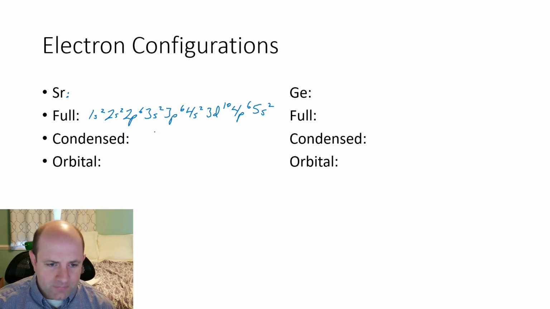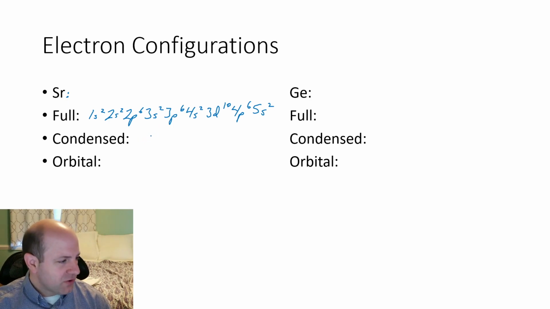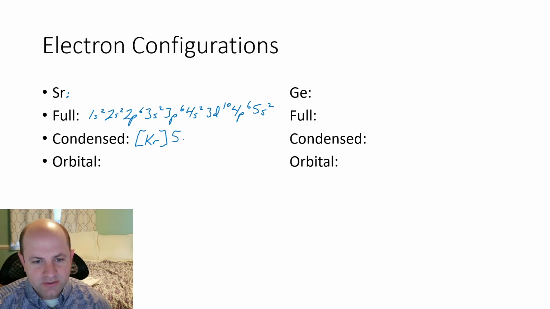All right, for the condensed, this is where we use the noble gas of the preceding row to go ahead and figure out where we can start with a shortcut. So we look at strontium and say, hey, right before it was krypton at number 36. So we'll write krypton there, and then we'll go ahead and say, okay, what comes after that? Well, krypton gets us through 4p6, so it's just 5s2 after that.